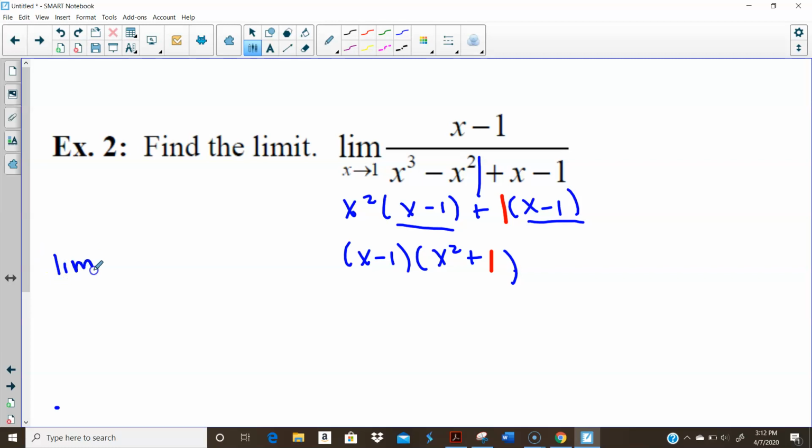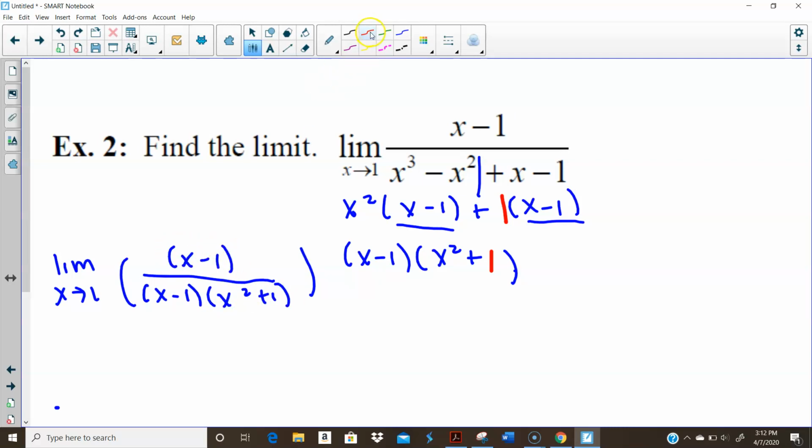The limit as x approaches 1 of, and on the bottom, we have x subtract 1 times x squared plus 1. And the numerator, we have x subtract 1. And you see how nicely this works out because the x subtract 1s are going to cancel.